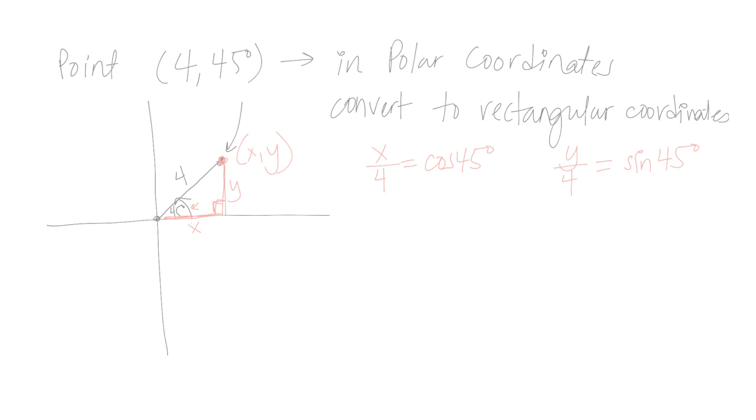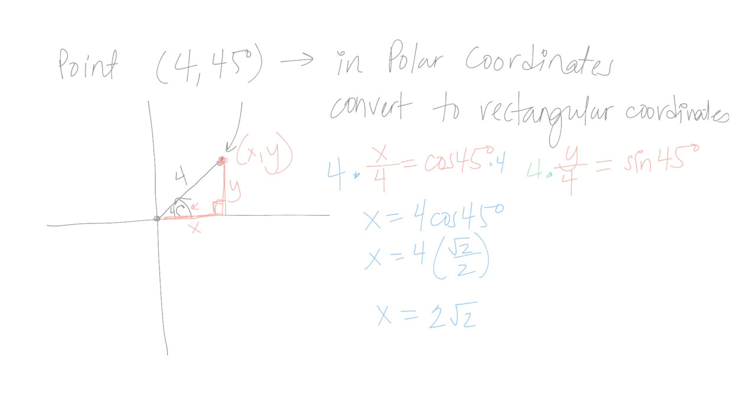Now if I can just solve these for x and y, I would have the rectangular coordinates. So let's try to solve these. I would multiply by 4, and then I have x equals 4 times cosine of 45 degrees, and now your brains are going to go back to the unit circle, because remember I said the unit circle is never going away. We would have to just think of what's the x coordinate at 45 degrees on the unit circle. That is root 2 over 2. So my x coordinate here after simplifying would be 2 root 2.